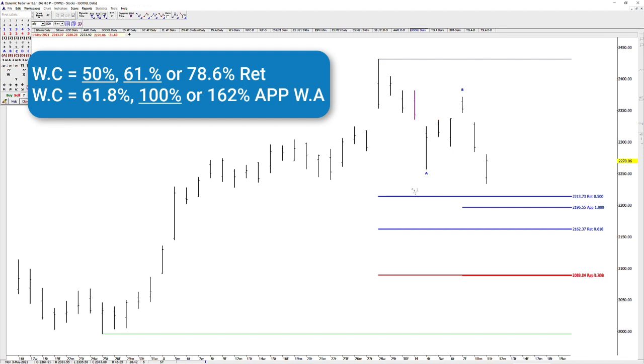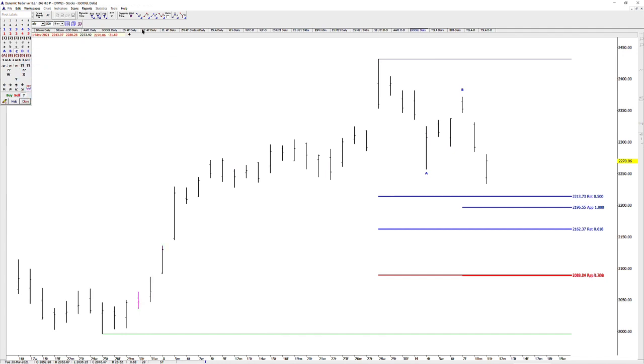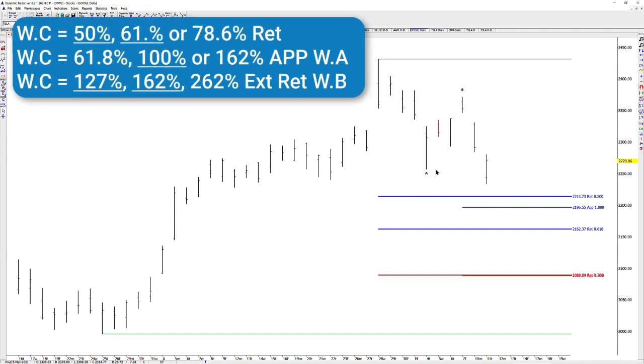So what's the third relationship that's typical of a wave C? It relates by one of the Fib ratios to the wave B. So we do the external retracements. So what are the typical wave C relationships to the wave B? Well, it's usually the 127, 162, or even the 262 external retracement. So let's just make those.